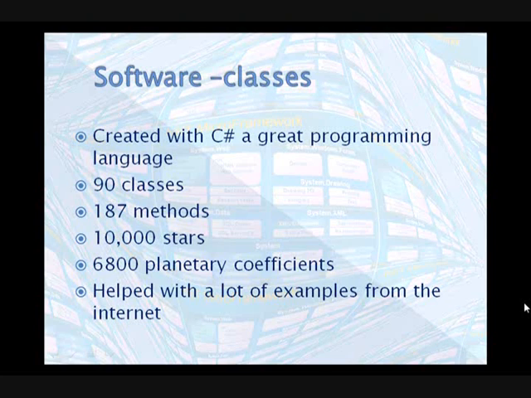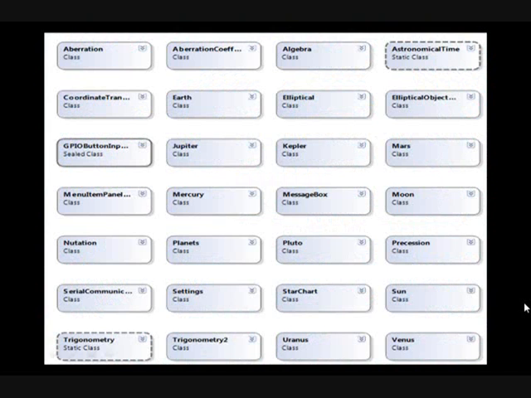The Micro Framework has a lot of class. In fact, this program was created with C# and consists at the moment of 90 classes, 187 methods, 10,000 stars, 6,800 planetary coefficients, and help with a lot of examples from the internet. Within my 90 classes that I've created so far, a lot of them are astronomical classes relying on double precision floating point, which comes standard with the Micro Framework.